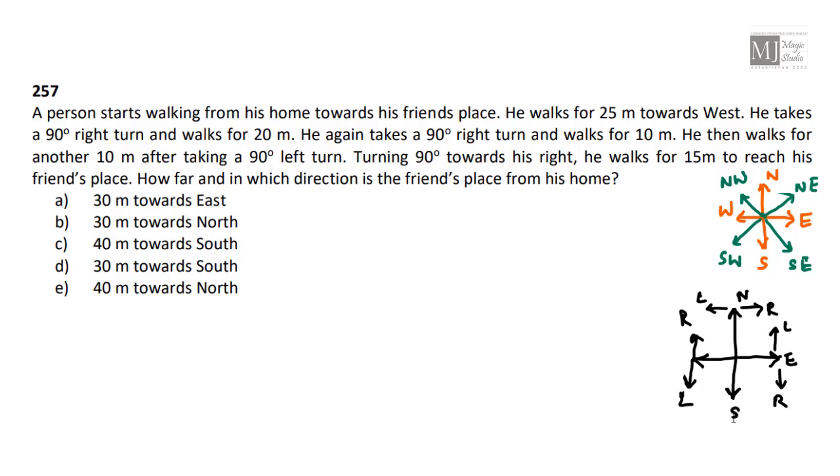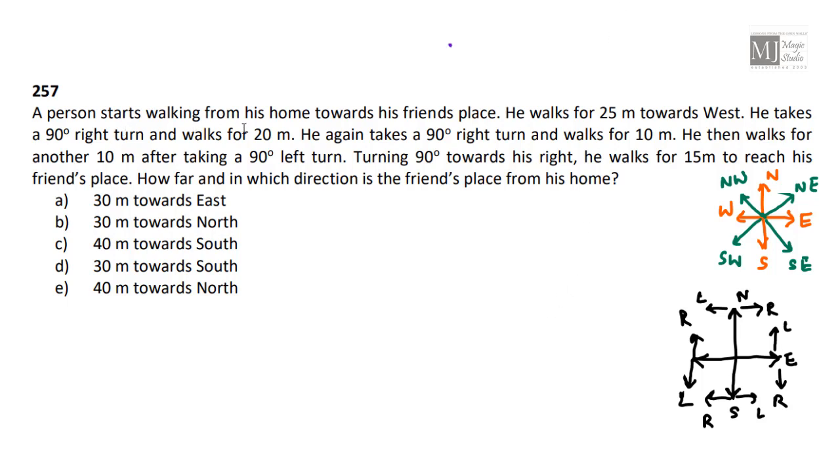And if I am heading towards south, right turn is towards west and left turn is towards east. So these kind of questions could be very easily solved if we are able to draw the direction diagram as quickly as possible. So let's read it slowly and draw the direction diagram.